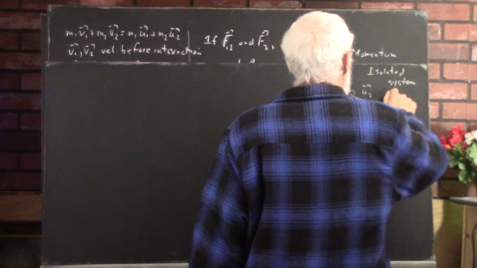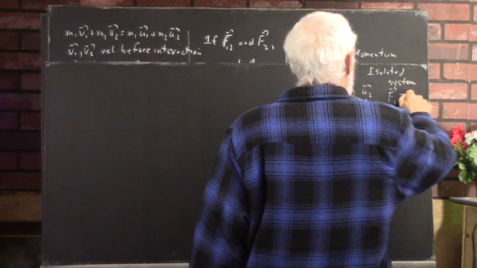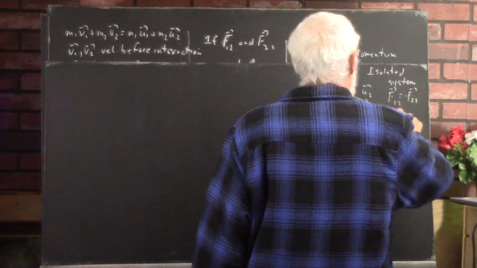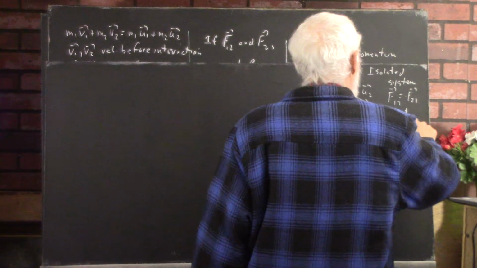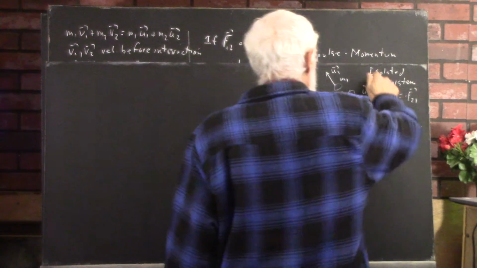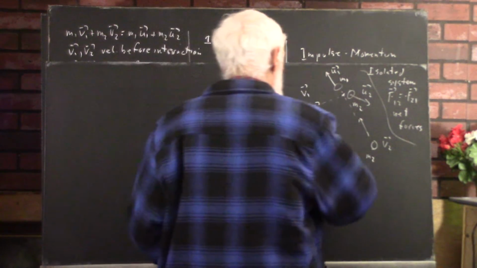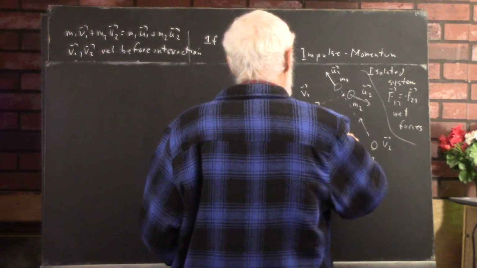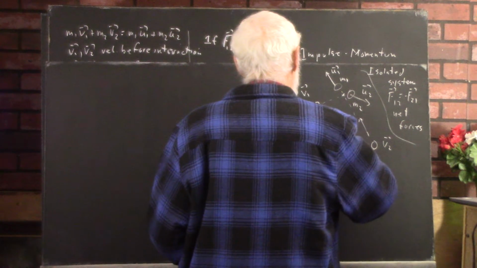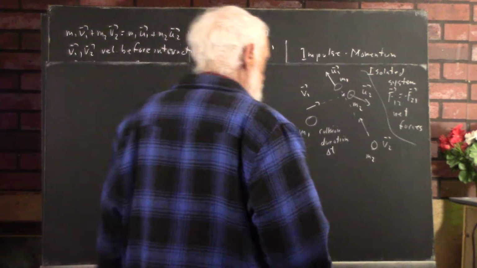And just to remind ourselves, that means that F12 equals negative F21, and these are net forces. Now let's say that the collision lasts a time delta t, that is the duration of the collision.